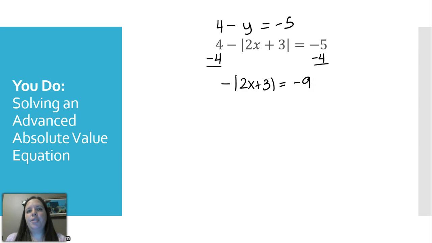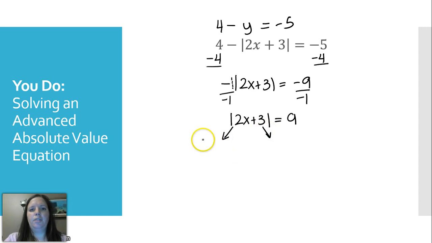So the absolute value is not quite isolated yet. It still has this invisible coefficient of negative 1. So I'm going to divide both sides by negative 1. I don't really want to think about the absolute value until it's completely alone. Now I have the absolute value equal to positive 9. Before it was negative 9, but I don't pay attention to it until I'm finishing the problem, before I'm splitting the absolute value. So this problem becomes 2x plus 3 equals 9, and 2x plus 3 equals negative 9.